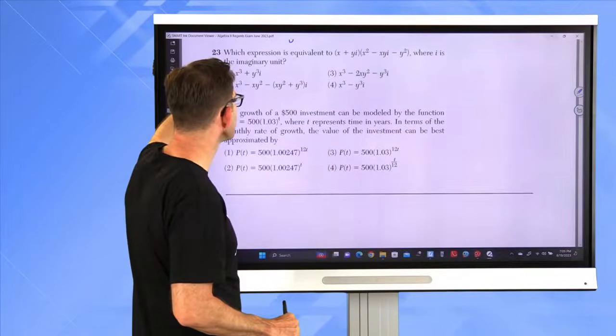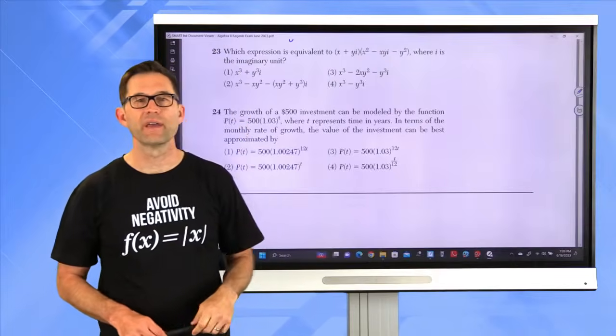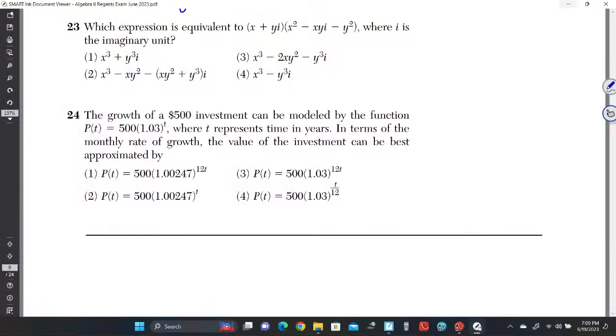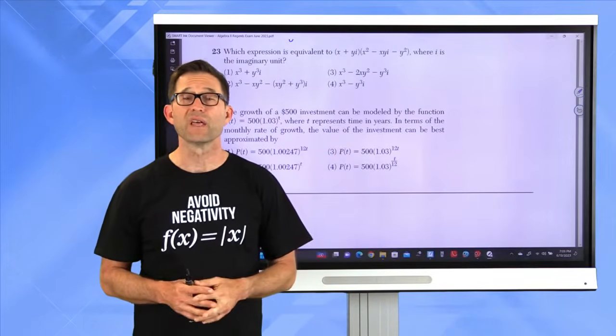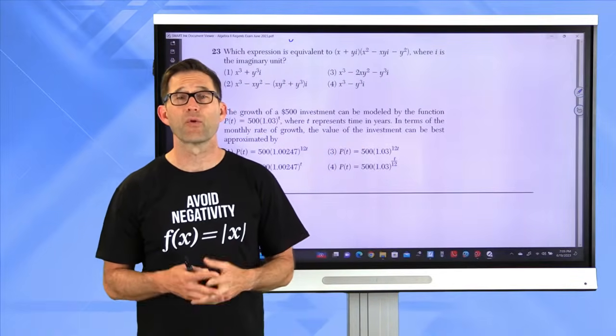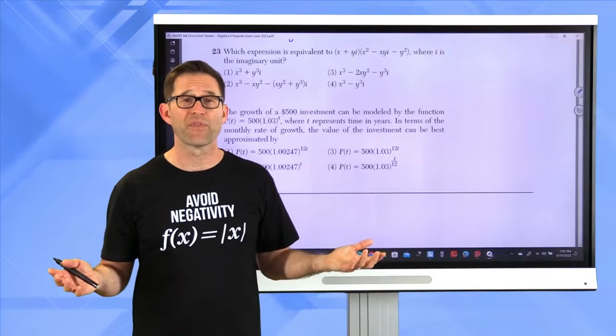Let's take a look at our first complex calculation of the night, 23. Which expression is equivalent to (x + yi)(x² − xyi − y²), where i is the imaginary unit? All right, well, one of the reasons that they give you such an ugly problem like this is that so much complex arithmetic can be simply done with the calculator.